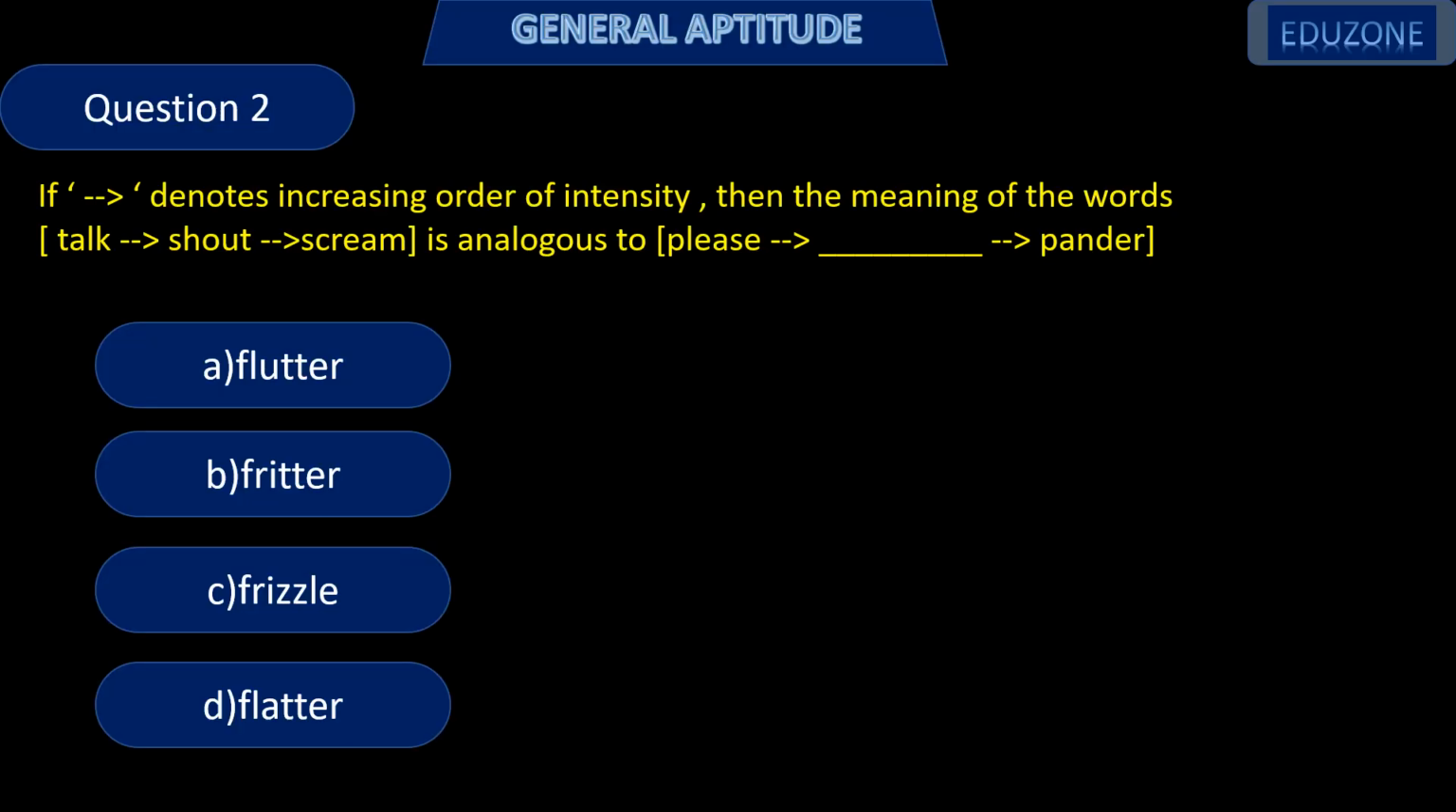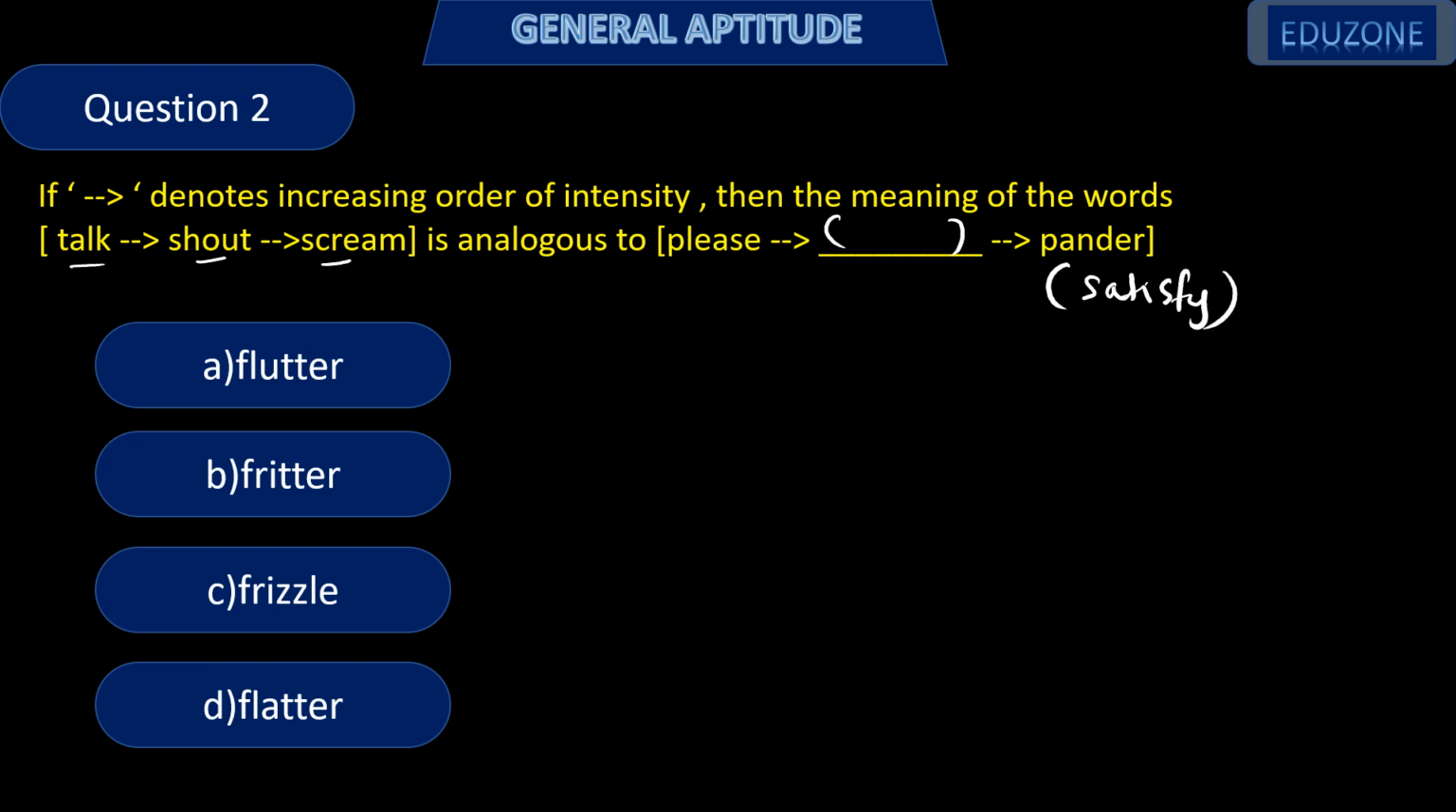Next question. If the arrow mark indicates the increasing order of intensity, then the meaning of the words talk, shout, scream is analogous to please, dash, pander. That is, talk, when its intensity increases, it becomes shout, then scream. Similarly, we have to write this word: please, dash, and pander. Pander is again similar to please, that is to satisfy.